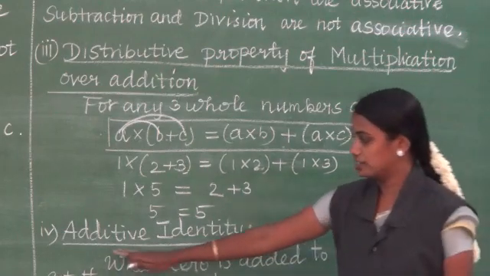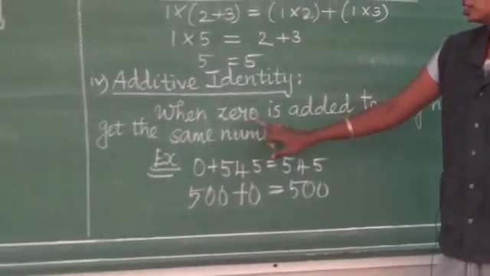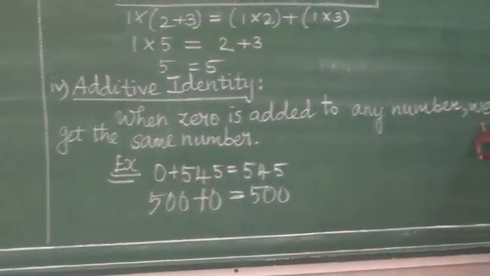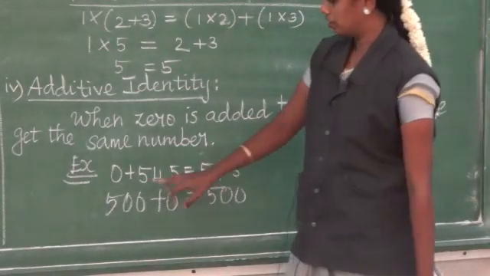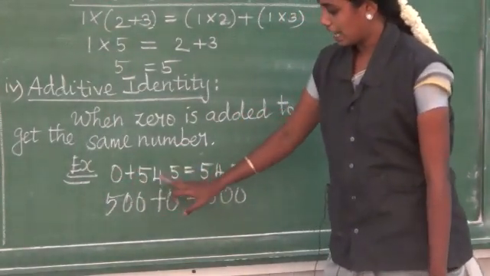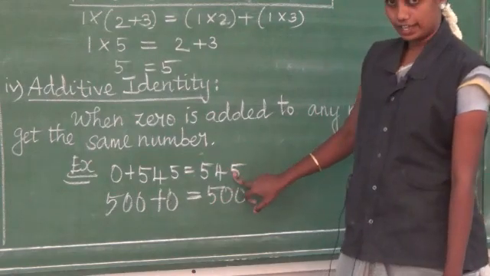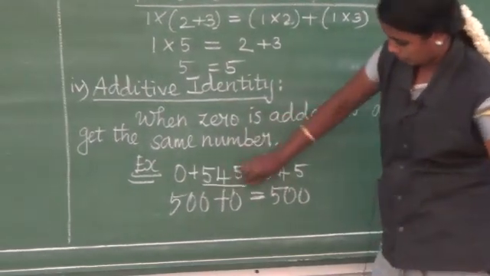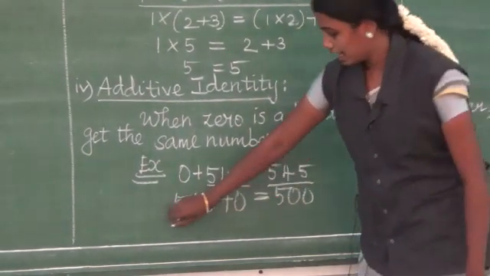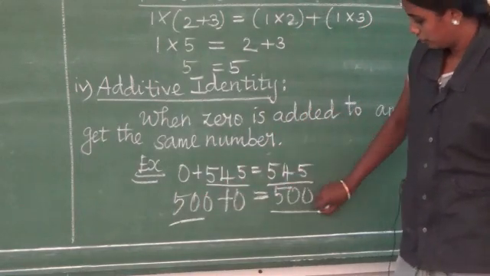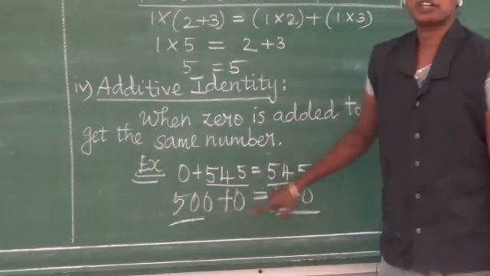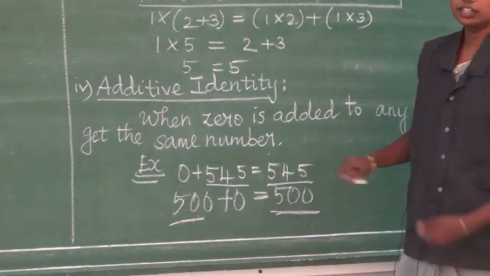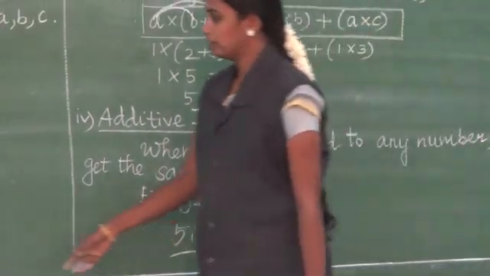Okay, next, additive identity. When 0 is added to any number, we get the same number. 0 plus 545 is also 545, the same number as the answer. 500 plus 0 is also 500. We get the same number as the answer. Okay, clear? Shall we go for the next property?